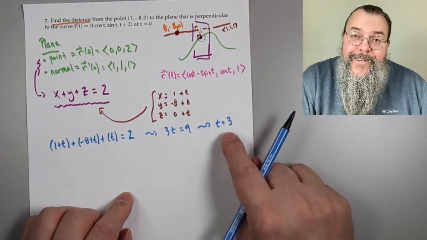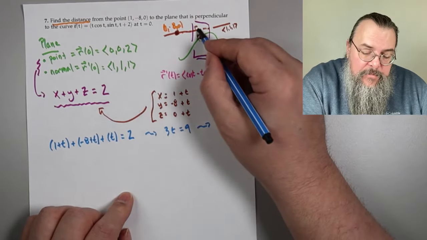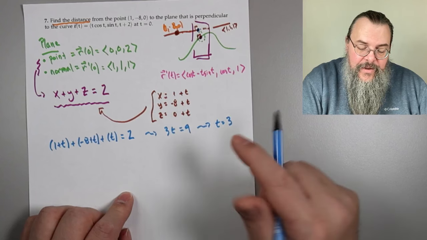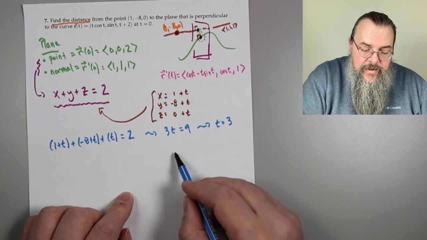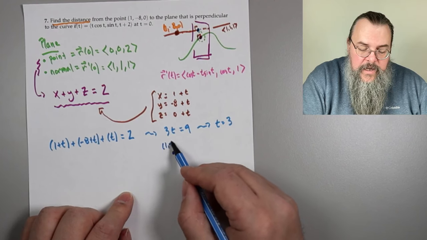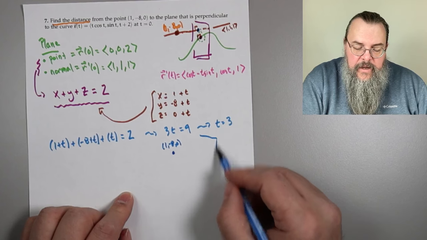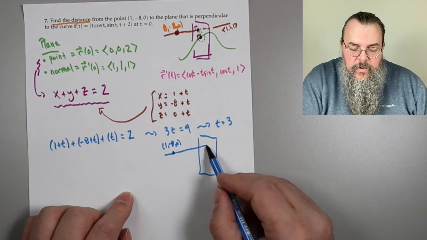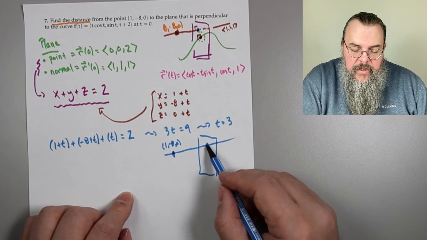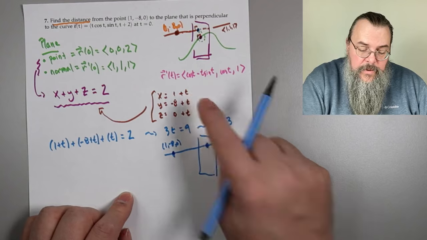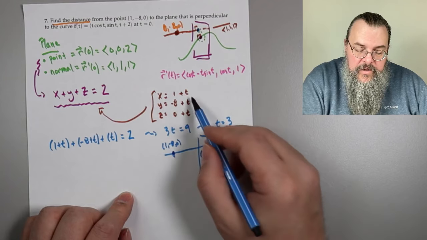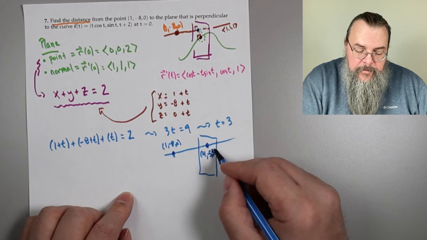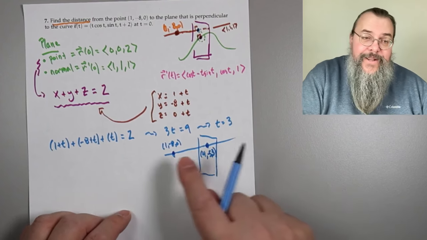So that says t equals 3. Now, what does that tell us? Well, if I want to find that point on that line, I plug in t equals 3. So let's update our picture. We had 1, negative 8, 0, and we have this plane out here. Now we found that this point here corresponds to when you plug in t equals 3. So what do we get? 1 plus 3, which is 4, negative 8 plus 3, negative 5, and then 0 plus 3, 3. All right, so we found the point on the plane closest to the point.